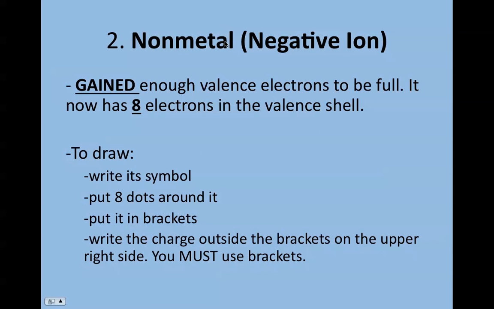Now our nonmetal is going to gain enough valence electrons to be full, so it's going to have 8 electrons in the valence shell. So we're going to write a symbol. We're always going to put 8 dots around the nonmetal. We're going to place brackets around it and then put the charge on the outside of the brackets in the upper right-hand side, depending on how many electrons it gained.